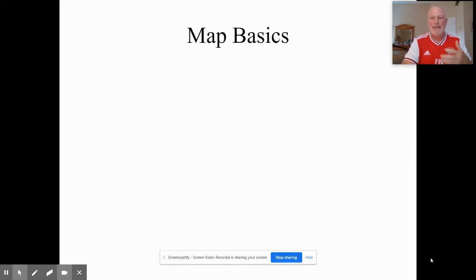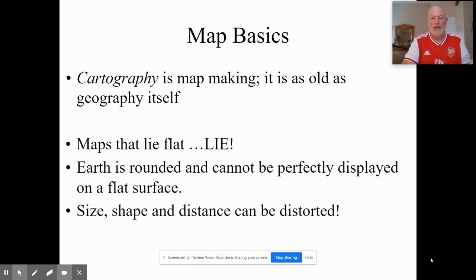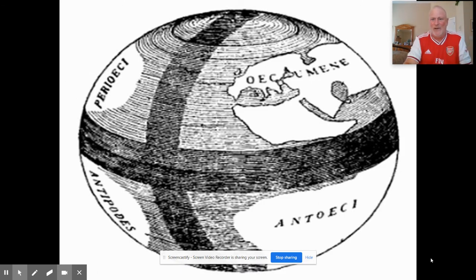Right, so map basics, all right, and I'll go through some of these maps with you. Essentially, we need to know that all maps are going to lie. If a map is flat, it's a flat out lie. There's only one real way that you can represent the surface of the earth, because it's a spherical thing, and that's to create a globe, right?